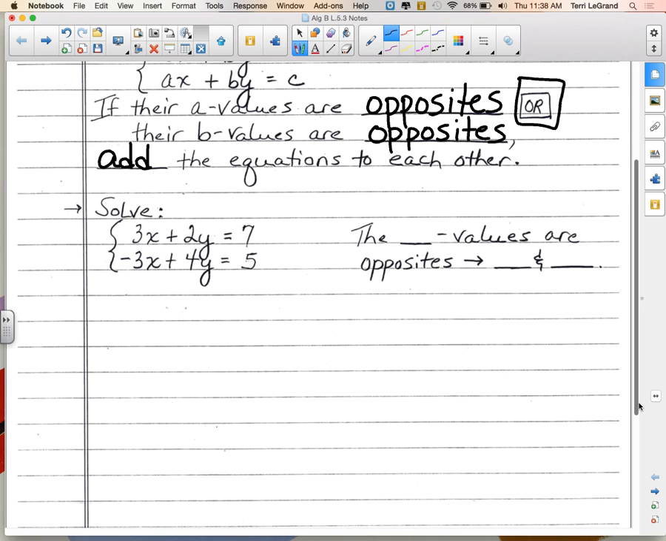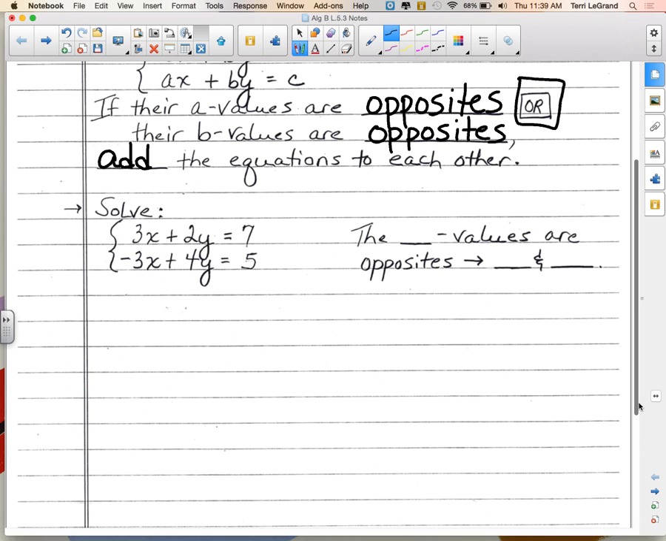How about for the substitution method? Do they look good for the substitution method? Not really. Do either of them have an x or a y alone on the other side? No, they don't. So we have to get one of them renamed so that then we could substitute into the other one. So that would create a fair amount of work, right?